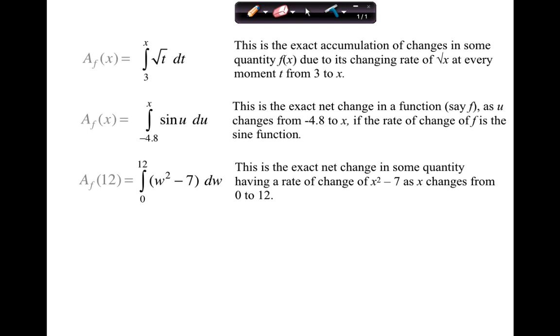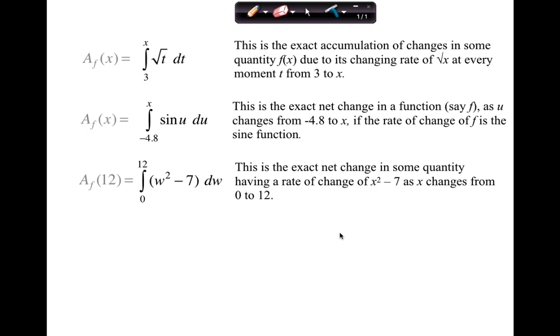Yes, please. On the third one, the independent variable had to be the top number. Could it have been a of f of 0? Usually not. Maybe there's some way, but that would be way out of convention. Normally we do the starting value at the bottom, and then the value of the independent variable at the top.